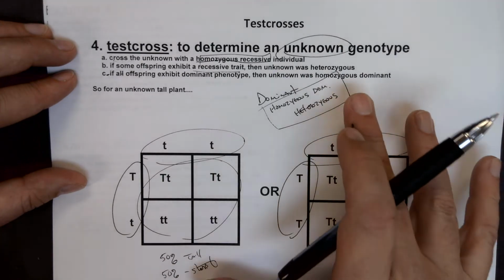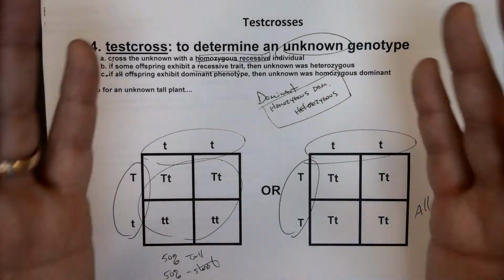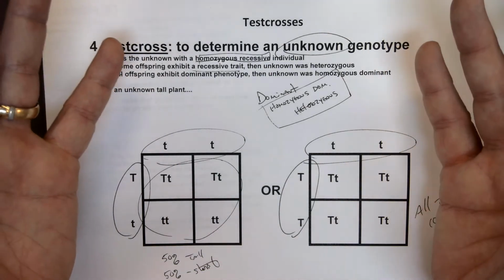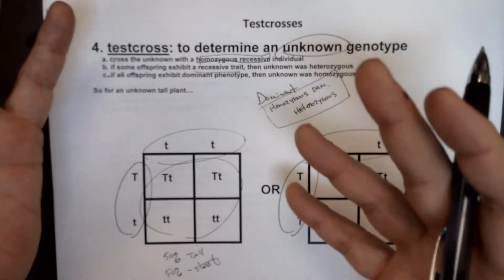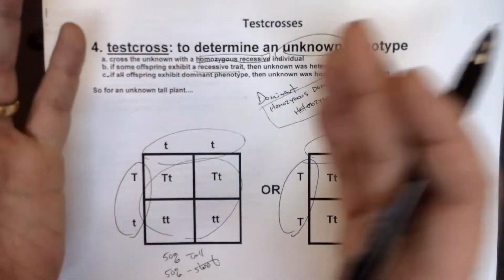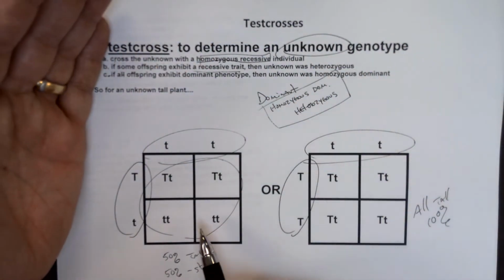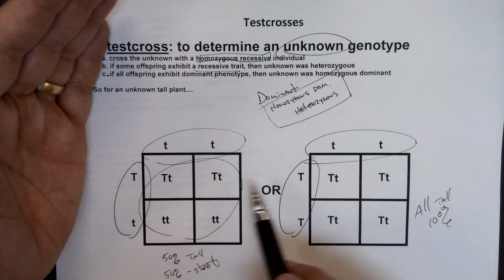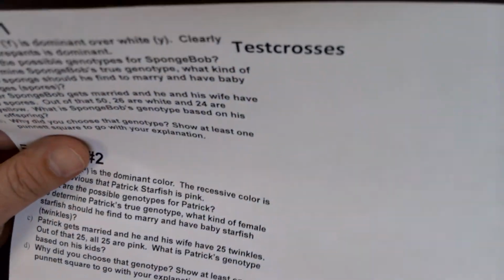That's how we determine unknown genotypes. Let's say you have a tall plant. You want to know, is this tall plant homozygous dominant or heterozygous? So you cross it with a short plant, and then you see what kind of offspring you get. If you get some short and some tall, then it was this. If you get all tall, then it was this. We'll just do a quick example.